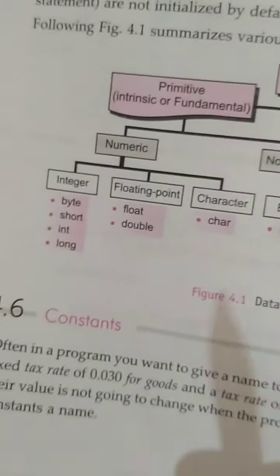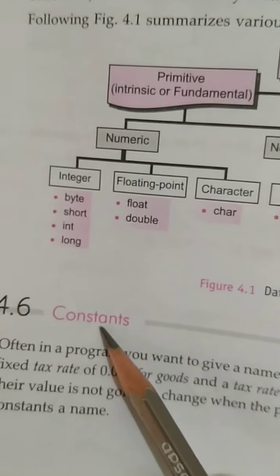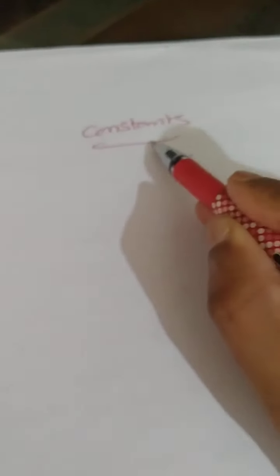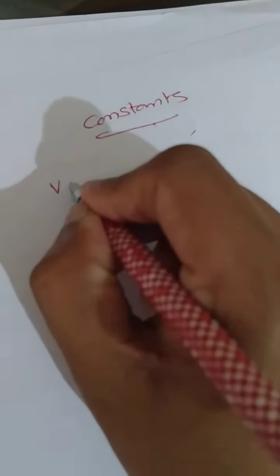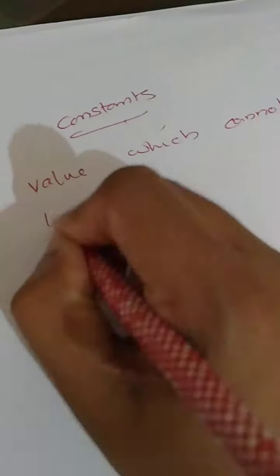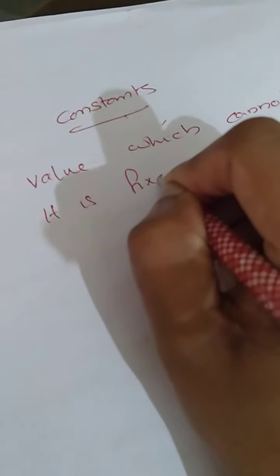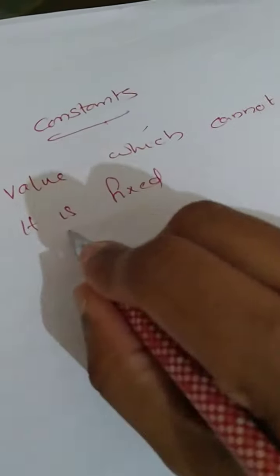Now moving to another topic, constants. What are constants? Have you heard about constants? Constants means static, a value which cannot be changed. It is fixed, that is, throughout the program it is fixed. So constants are values which cannot be changed.